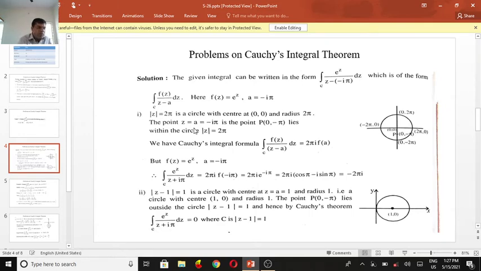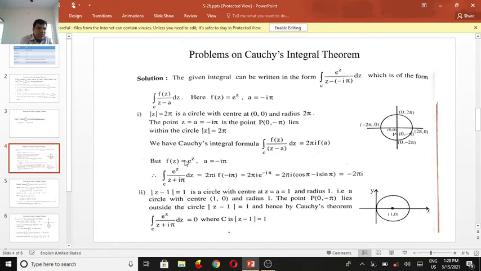So the point with coordinates (0, -π) lies within the circle |z| = 2π. We have the Cauchy formula: the integral of f(z) divided by (z - a) dz is 2πi f(a).